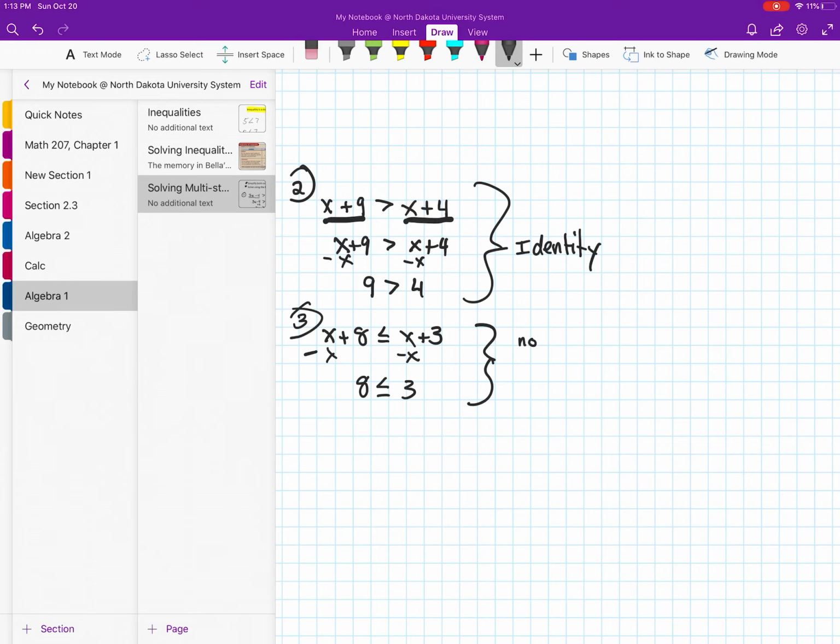So this is, can you guess what's coming? No solution. Right? This is never true. And just like that, you know how to solve multi-step inequalities. We will do some practice.